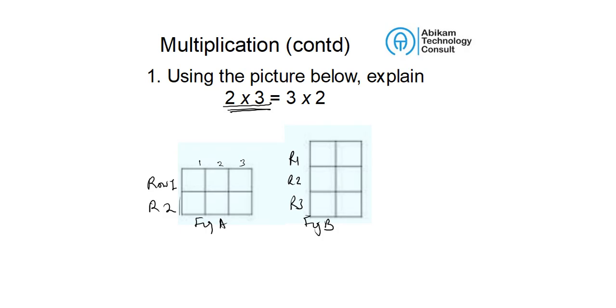The only difference is that figure A has been turned to become figure B. When you turn this, either in a clockwise manner or an anti-clockwise manner, it will still give you figure B. So turning an object does not change the counting.